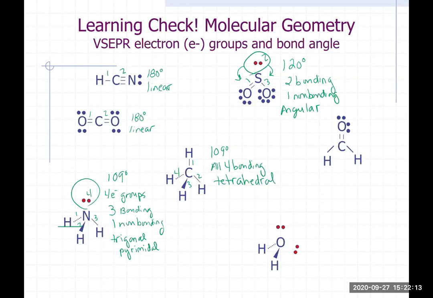Let's go over here to CH2O. This is formaldehyde. 1, 2, 3 electron groups. 3 electron groups, 120 degree bond angles. Again, I memorized that. They are all 3 bonding. All bonding electron domains. That means that we have the same as we would have for the electron geometry. This is trigonal planar.